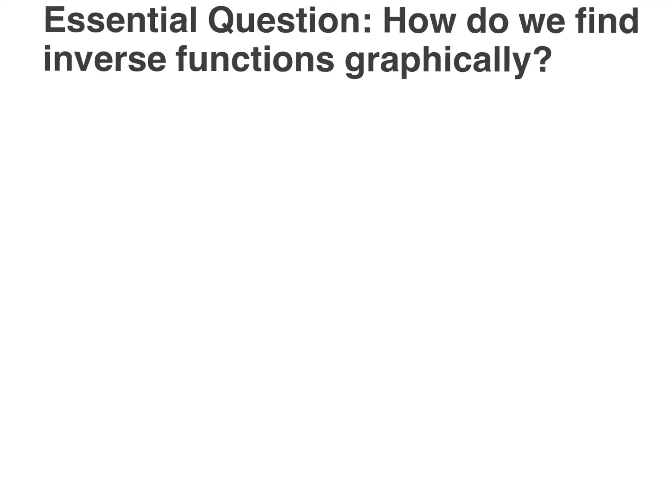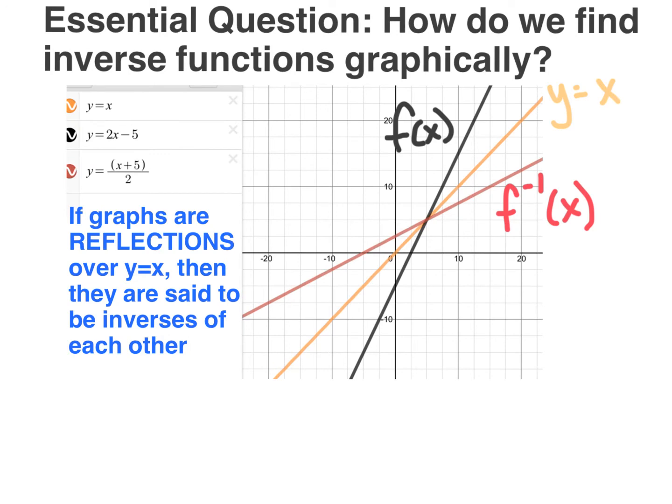All right, today we're going to look at how do we find inverse functions graphically. And what we're basically looking for are two functions to be reflections over this line y equals x. Because if graphs are reflections over y equals x, then they're said to be inverses of each other. All right, so let's look at some examples of that.